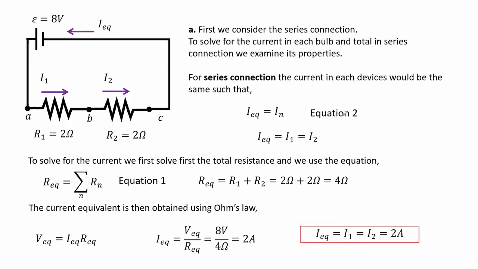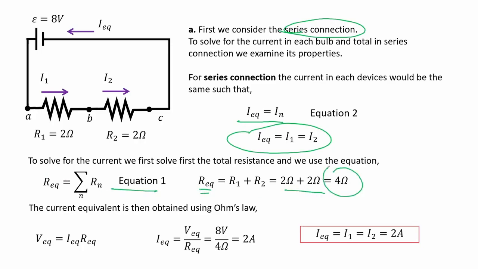For letter A, first we consider the series connection. To solve for the current in each bulb and total in series connection, we examine its properties. For series connection, the current in each device would be the same. To solve for the current, we solve the total resistance and we use equation 1. The equivalent current is then obtained using Ohm's law and we see that the current is 2 amperes.